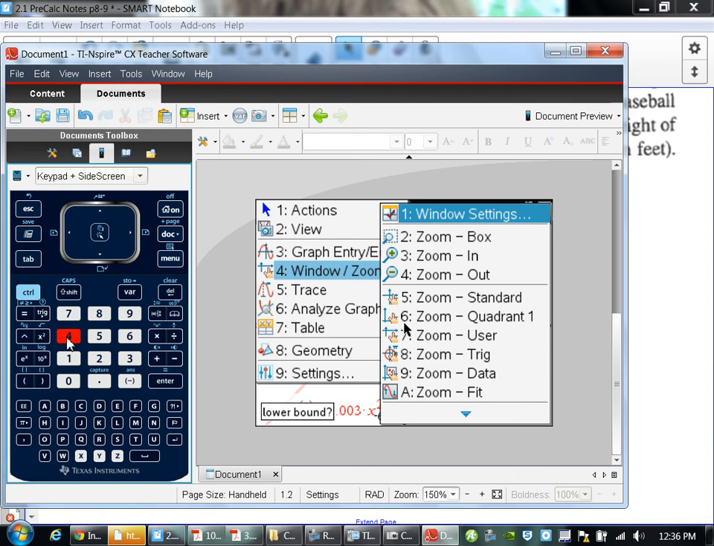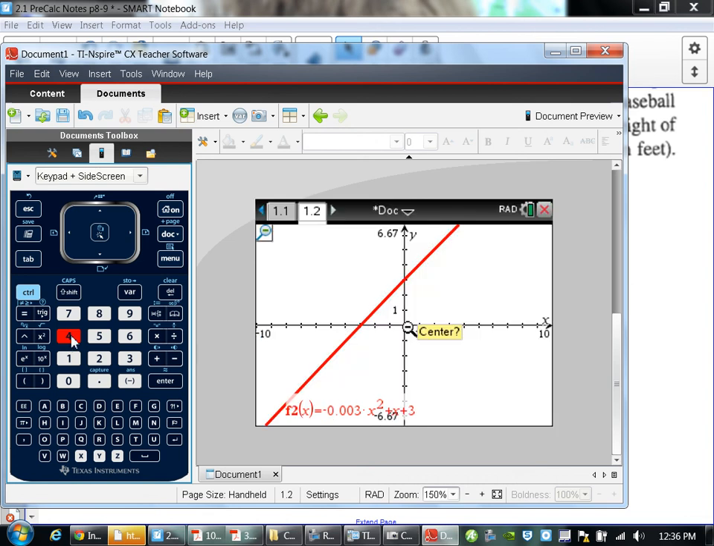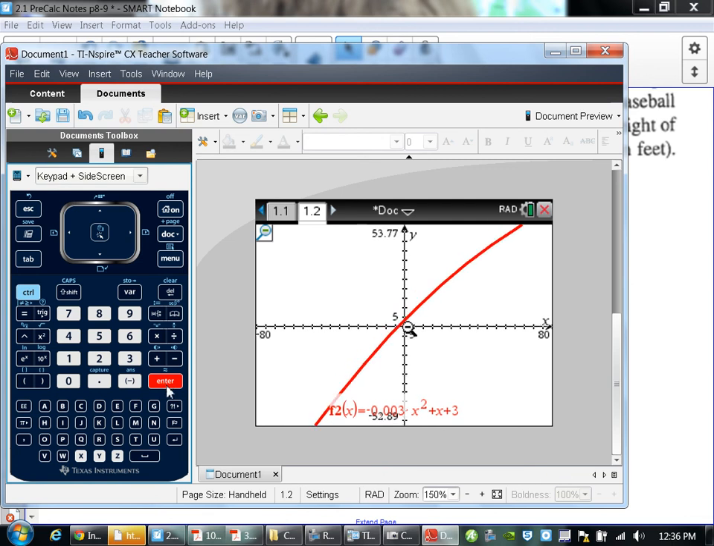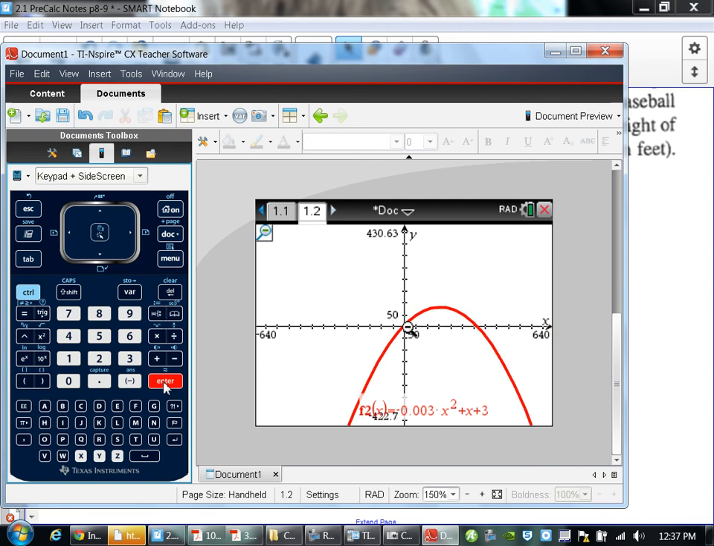Which one do we have to change? We have to change our x maximum and our y maximum, right? Oh, does this do zoom? You do the zoom out and then you click it a few times. Oh, yeah, that's just as easy, isn't it? Let me go one more.